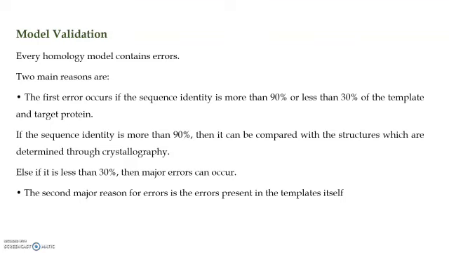And the next step is model validation. Every homology model contains errors, and the main error occurs in either of two types. The first error occurs if the sequence identity is more than 90% or less than 30% between the template and the target protein. If the sequence identity is more than 90%, then it can be compared with the structures which are determined through crystallography. Else, if it is less than 30%, then a major error can occur.